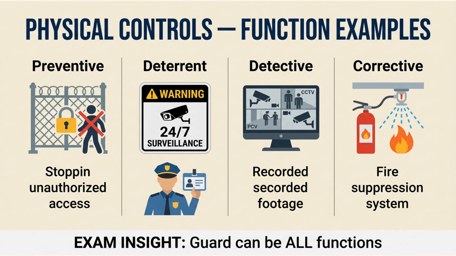Physical is the most flexible in function. A fence is physical and preventive. It stops access. A sign that says premises under surveillance is physical and deterrent. It discourages without physically stopping. A CCTV camera that records and later you review footage after a theft, physical and detective. A fire suppression system that puts out a fire in the data center, physical and corrective. And a guard? A guard can be all of them.